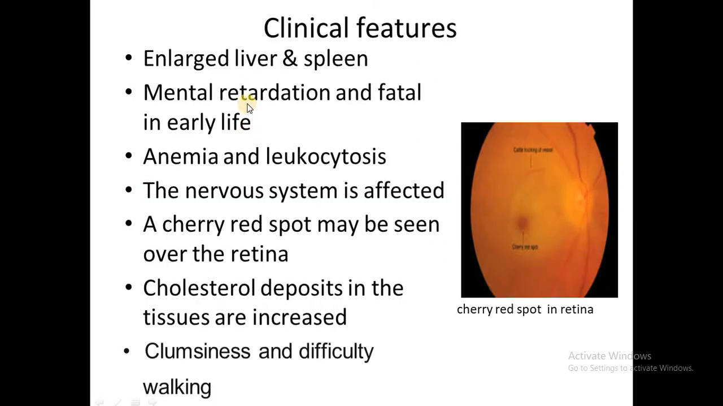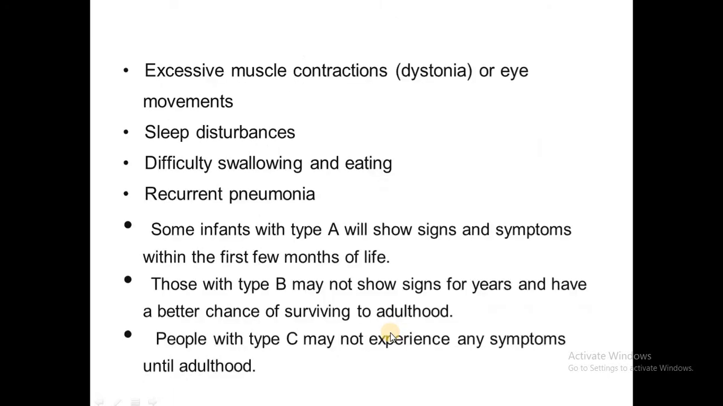Its signs and symptoms, or clinical features: enlarged liver and spleen, mental retardation due to the brain being affected, a developmental delay pattern in early life, anemia, and leukocytosis. The nervous system is affected. A cherry red spot may be seen over the retina. Cholesterol deposits in the tissues are increased. Clumsiness and difficulty walking. These are the symptoms of clinical features.